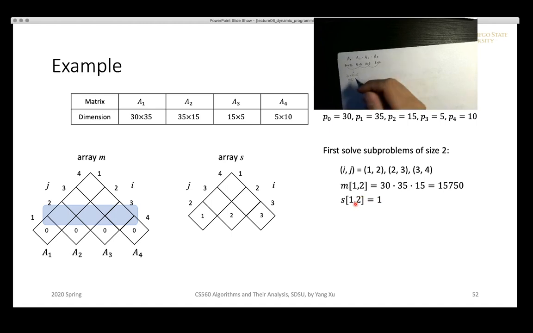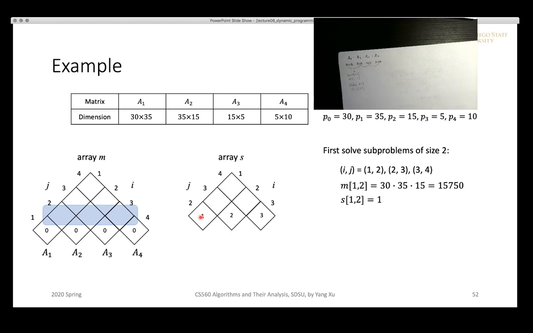Okay, so in the case of solving A1 times A2, K is 1, because we should do the split here. Right, this is the only position to split A1 times A2. So that's why we put K into S12, which is 1. Okay, so S12 is stored here in the S array.